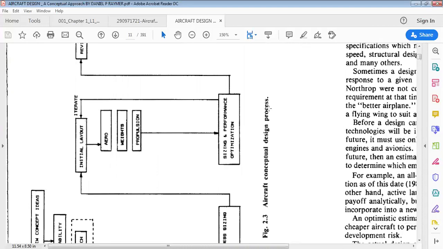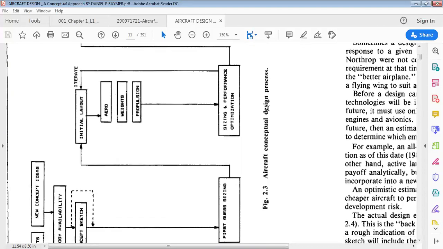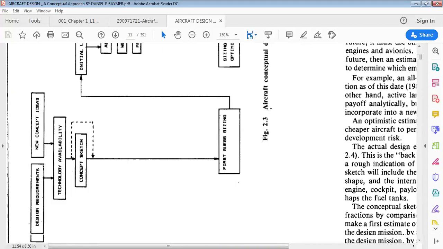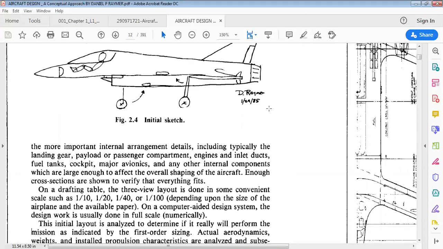Understood? Once this process is completed, only then can I go to the next step, which is freezing the configuration. That is in the preliminary design process. All these things will be included in the conceptual design itself. Clear?